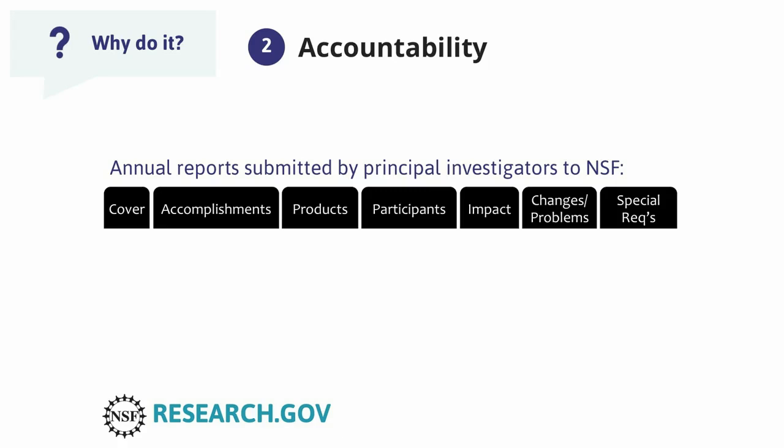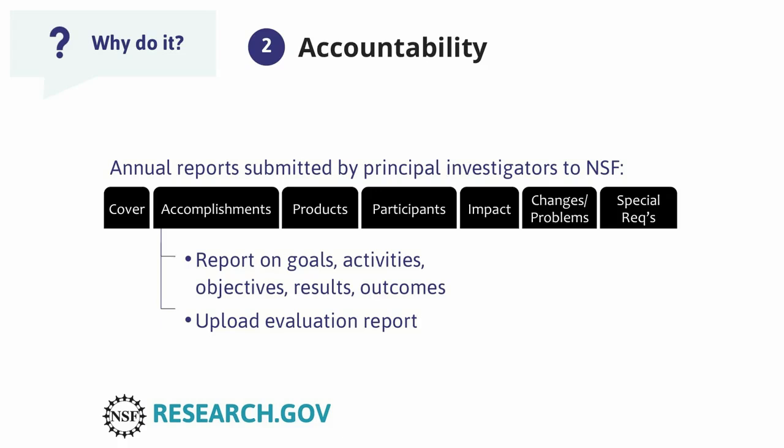Projects funded by NSF have to submit annual reports through an online system called research.gov. The main report sections are shown here in these little tabs. In the accomplishments section, grantees report on their project's goals, activities, objectives, their results, and their outcomes. Evidence of project results and outcomes is going to come in large part from the evaluation. This section is also where grantees upload their evaluation reports so that their NSF program officer can review it.